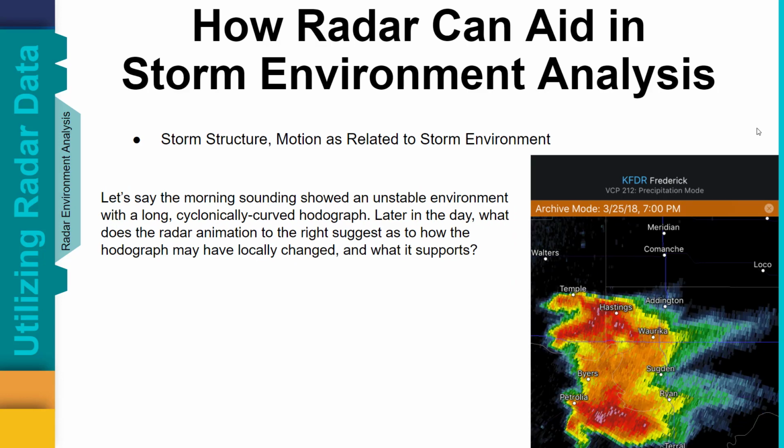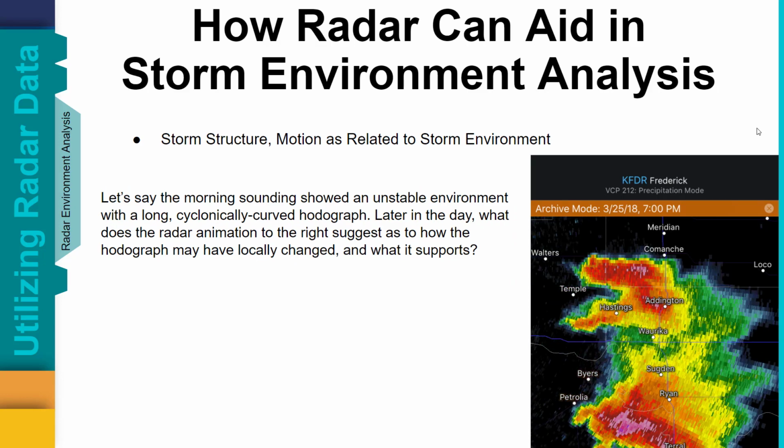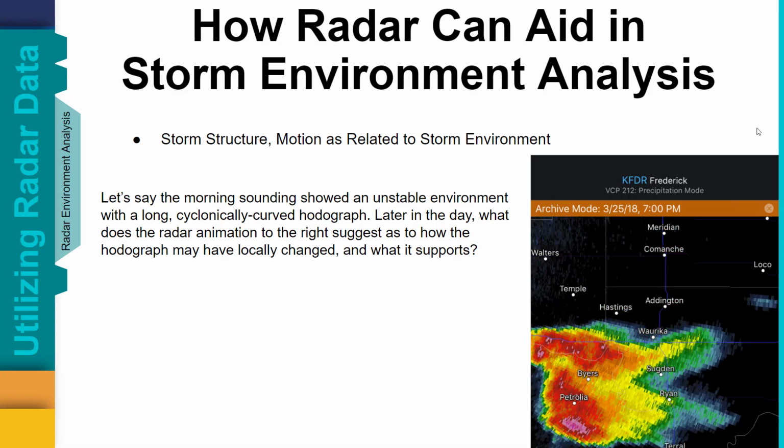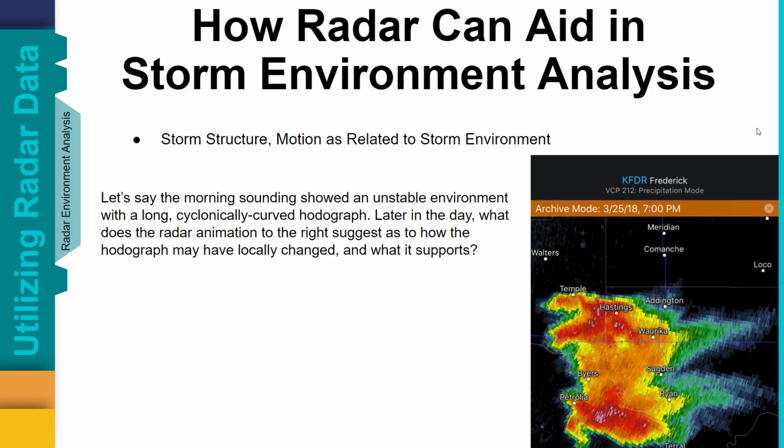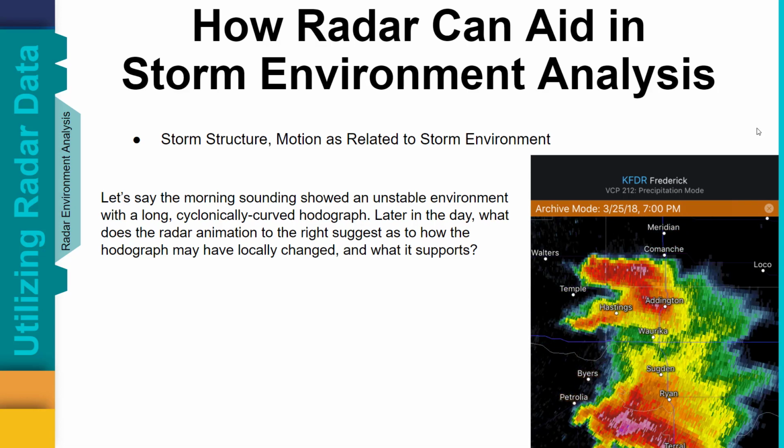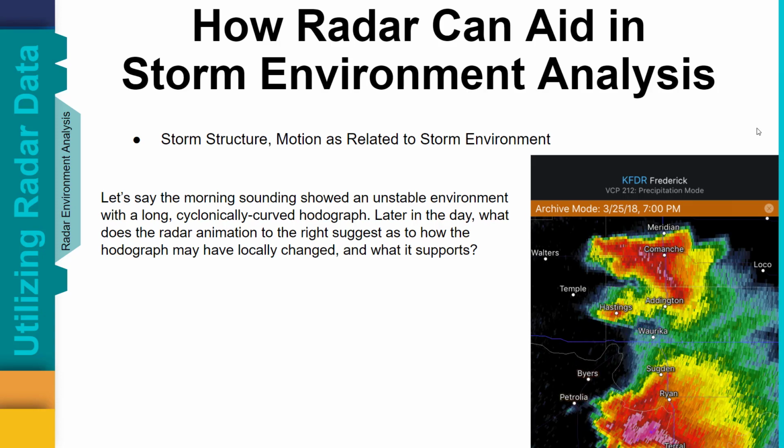Let's say the morning sounding showed an unstable environment with a long, cyclonically curved hodograph. Later in the day, what does the radar animation to the right suggest as to how the hodograph may have locally changed and what it supports?